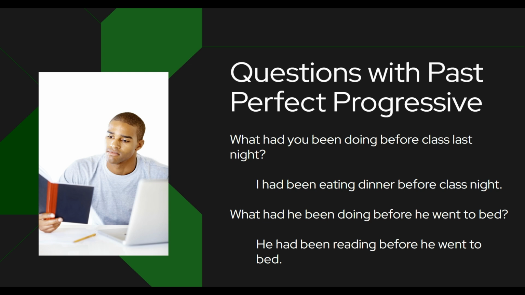Here are two questions with the past perfect progressive. What had you been doing before class last night? I had been eating dinner before class last night. Class last night is a specific time in the past. The second example is, what had he been doing before he went to bed? He had been reading before he went to bed. He went is an action in the past simple.